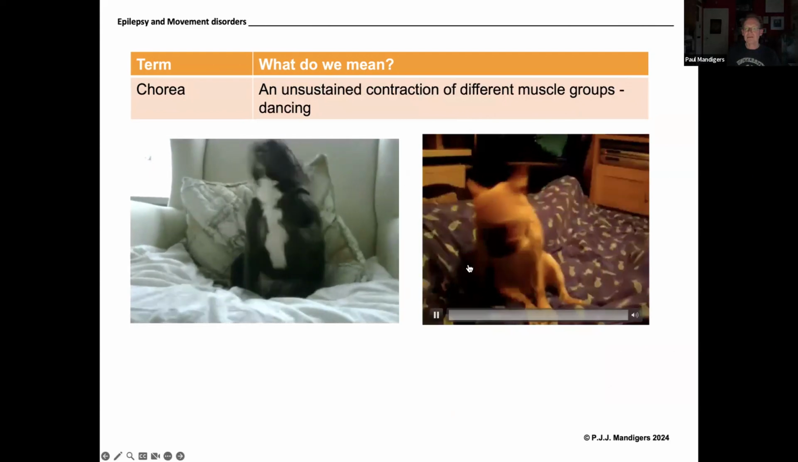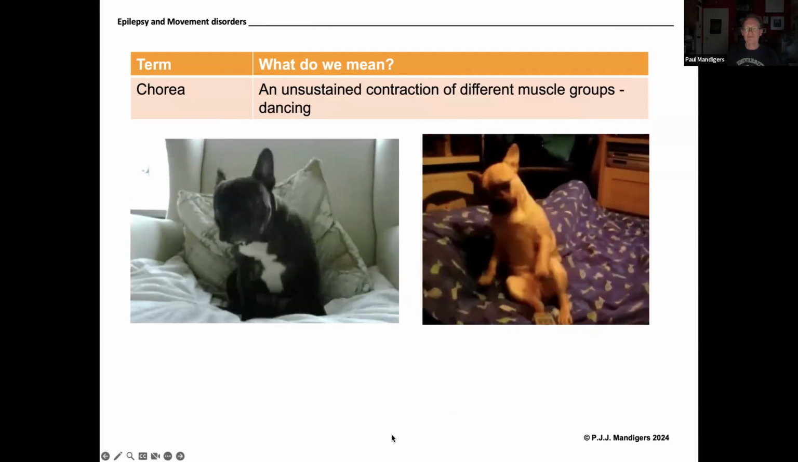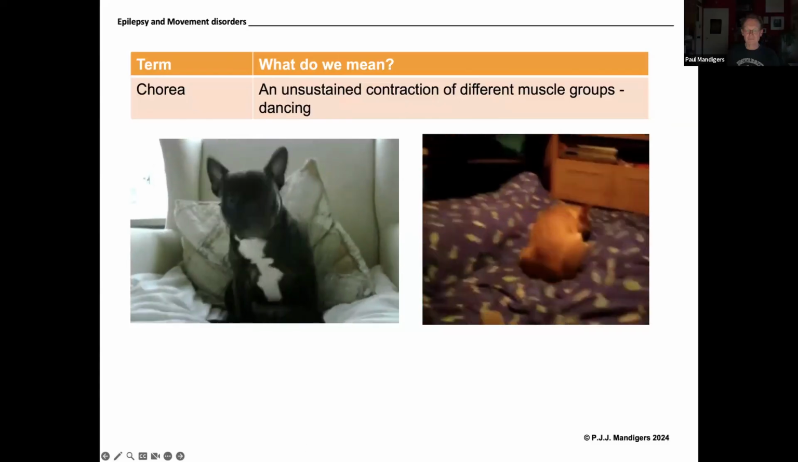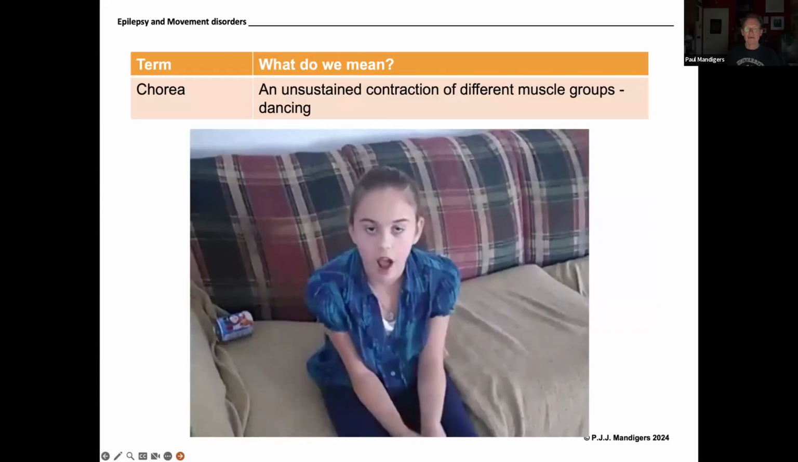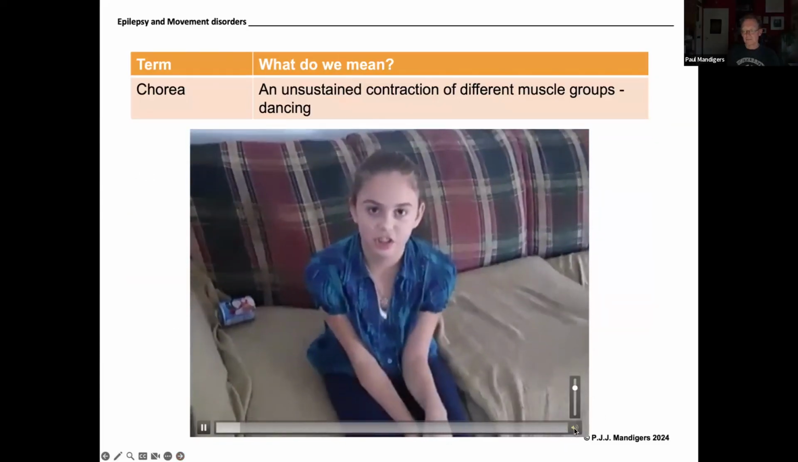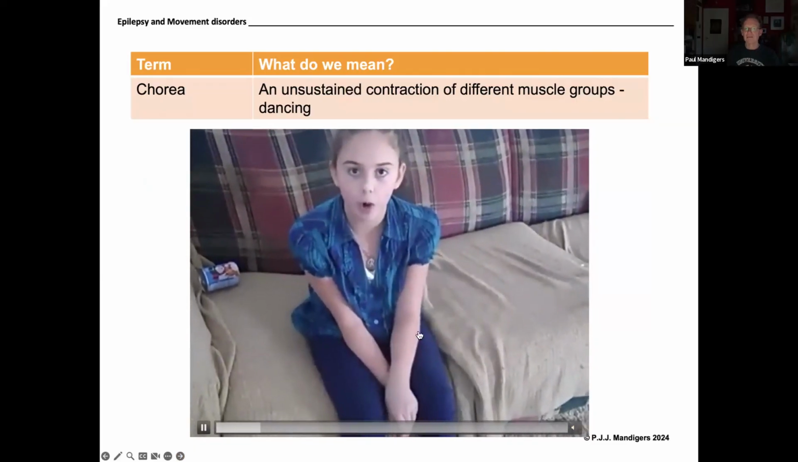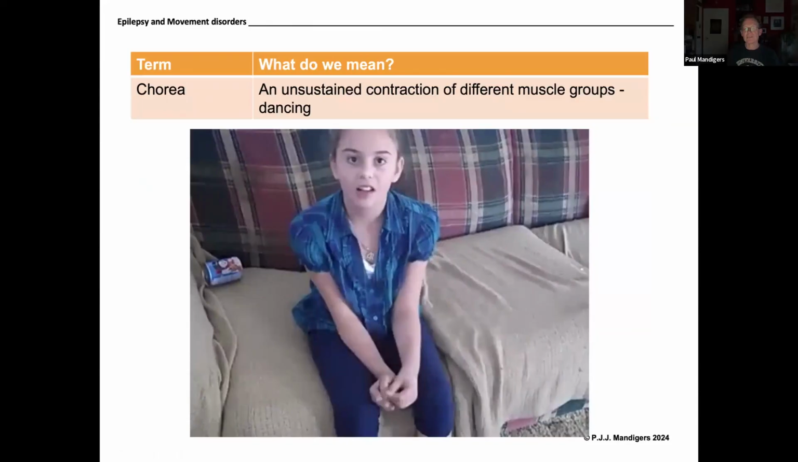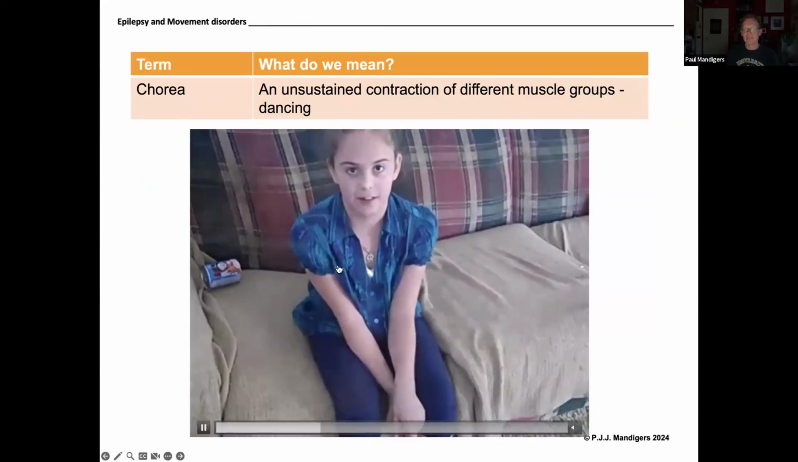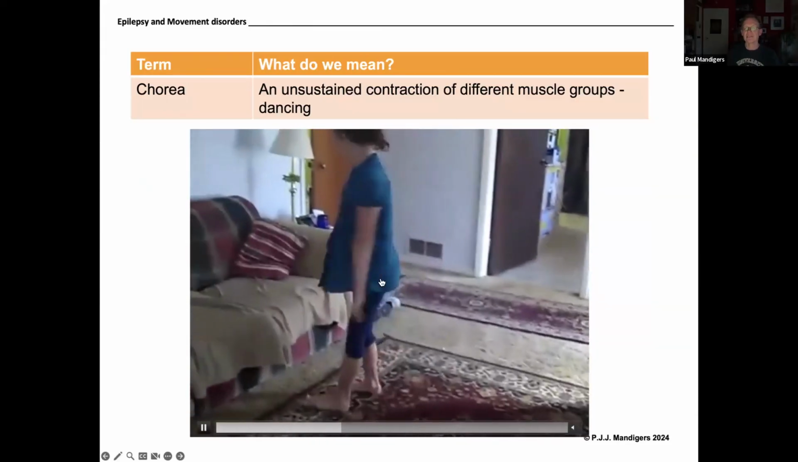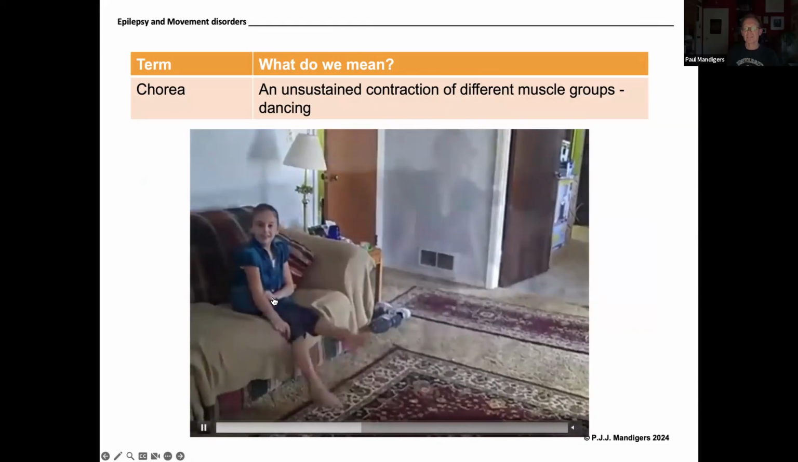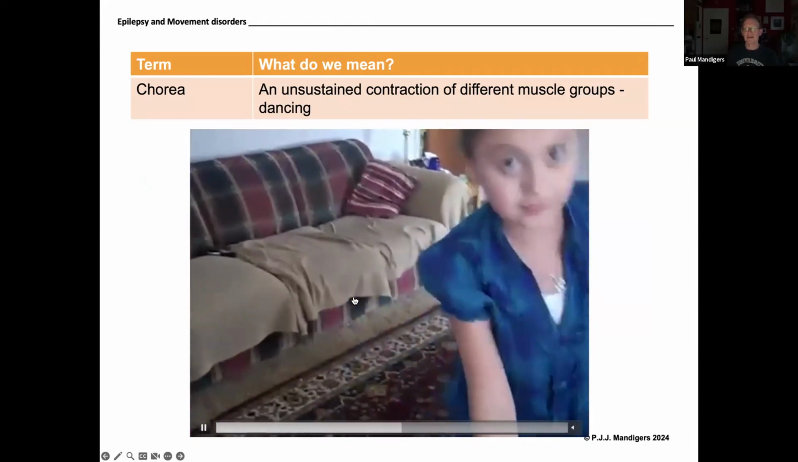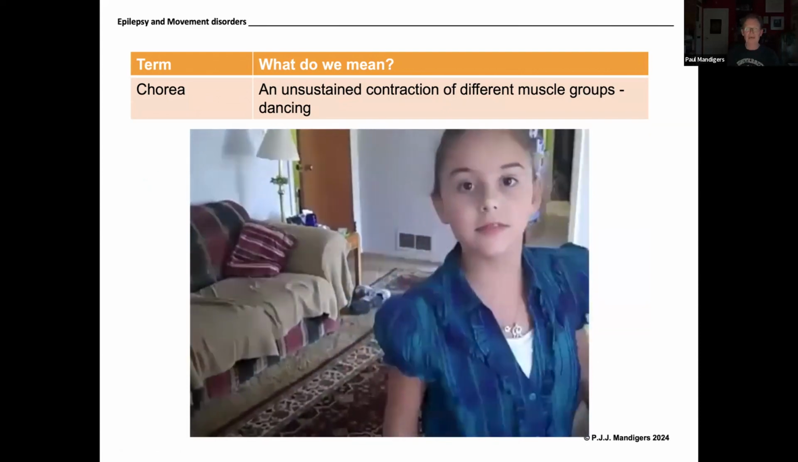This is chorea, and chorea is beautiful Greek for dancing. So this is chorea. Okay. Yes. And this is also chorea. So what you see is that she is not doing this voluntarily. Yeah? This is what she is doing. But you can see that it looks a bit like the French bulldog. There's a dancing movement, chorea.